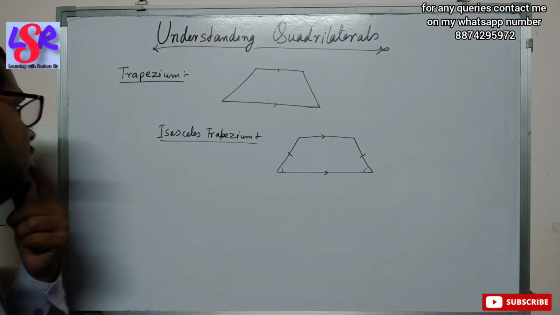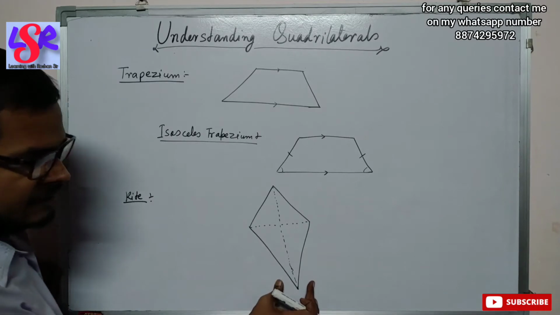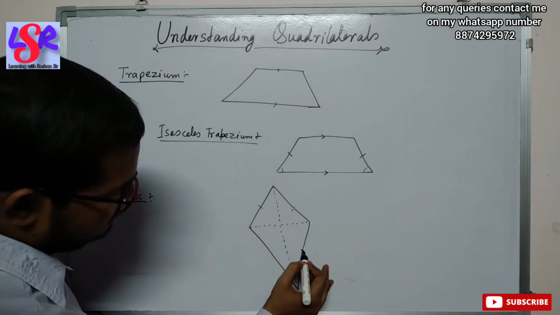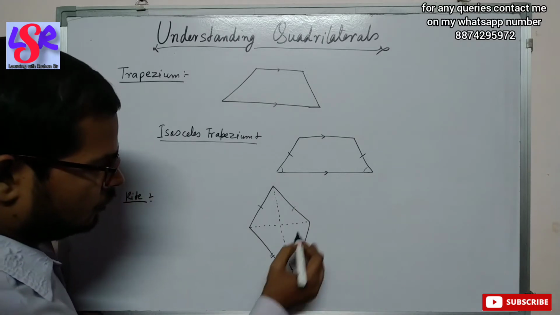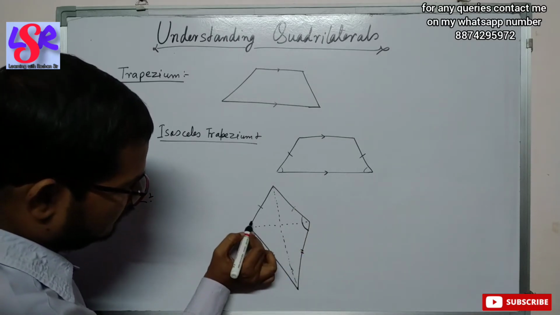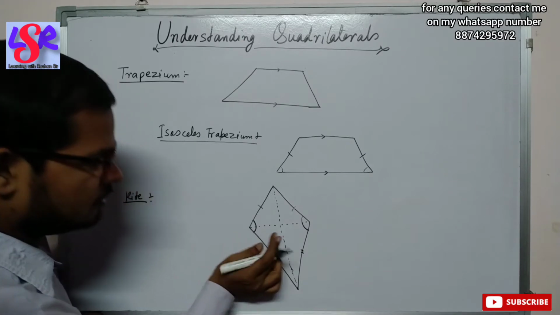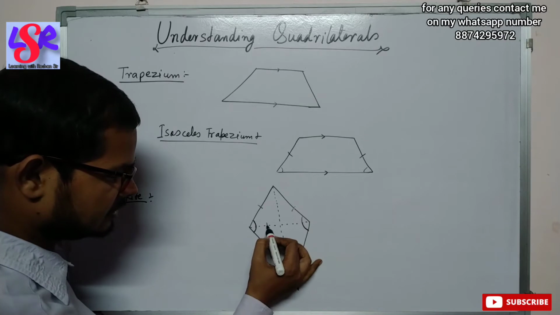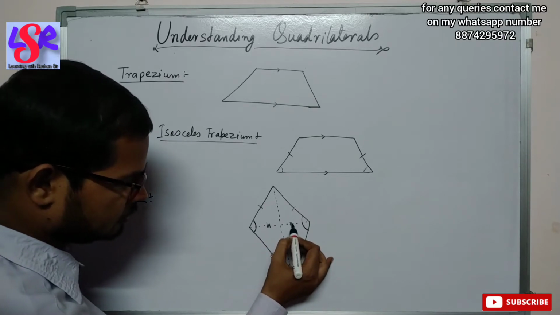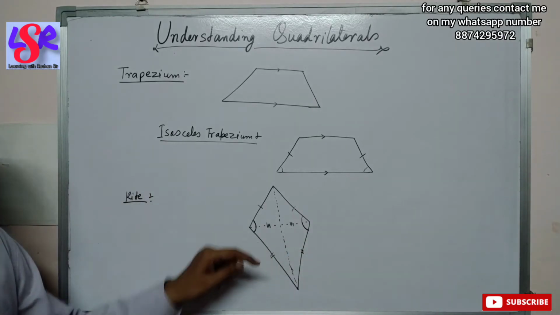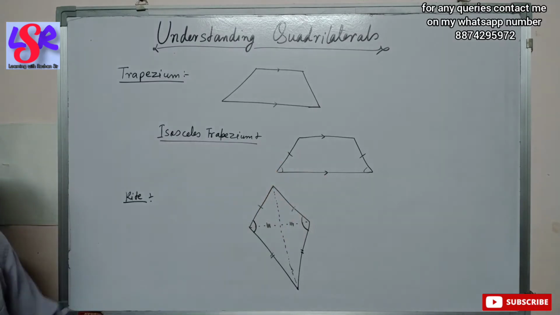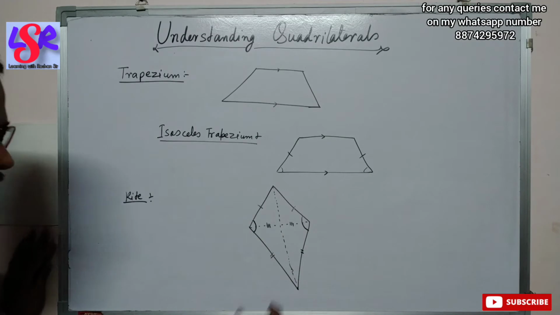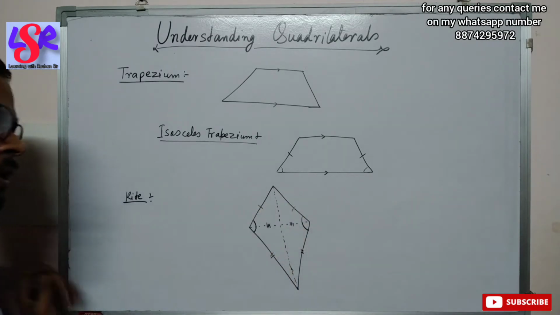Then we have a kite. This type of quadrilateral is named a kite. In this one we have this side equal to this one and this side equal to this one. We have the two obtuse angles of equal measure. These two angles are of equal measure and this line bisects this one. That is, this side will be equal to this one. Only one of the diagonals is bisected, that is the shorter one, not the longer one. And we have two obtuse angles of equal measure. Two adjacent sides are of equal length.